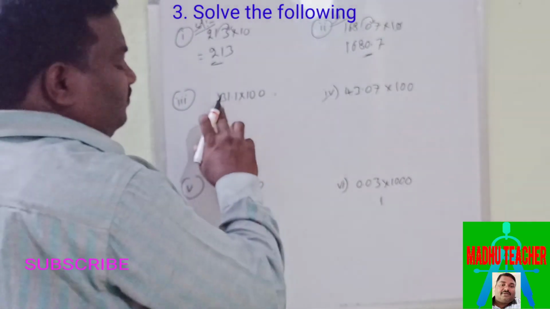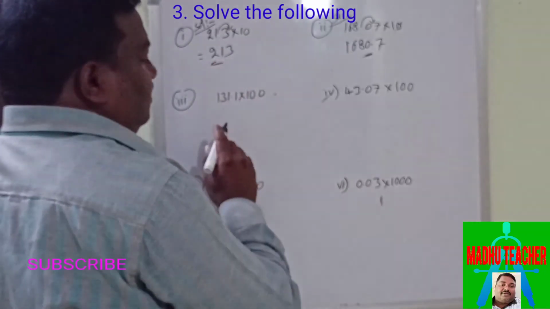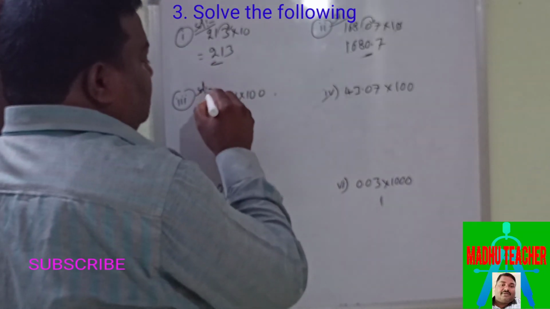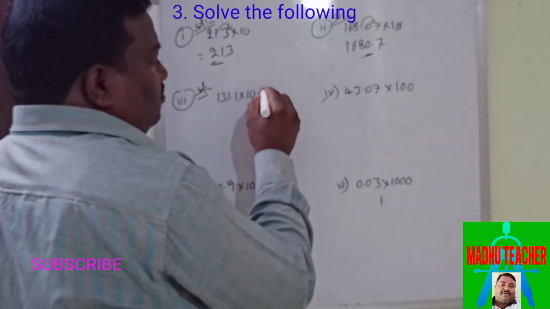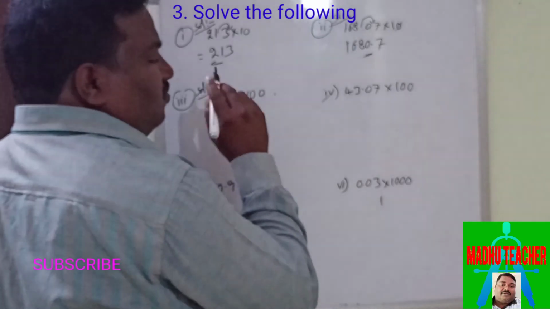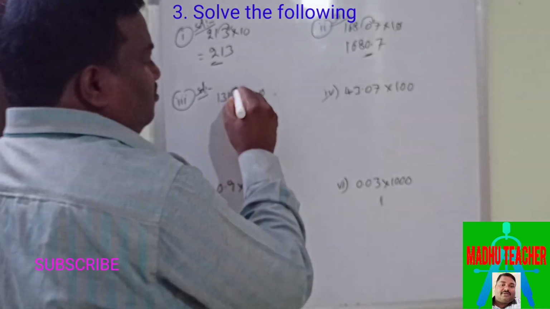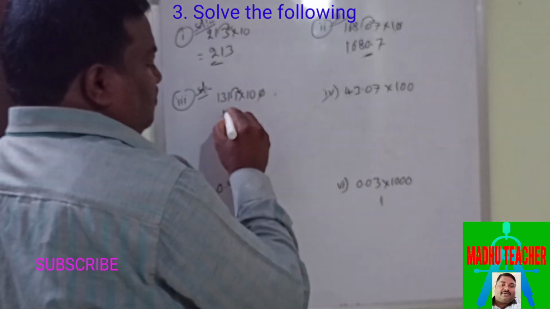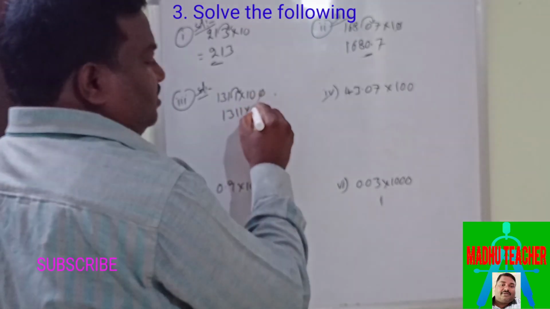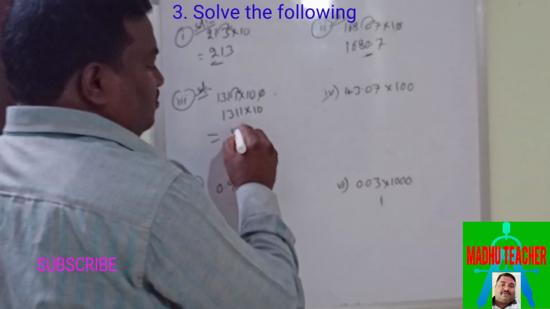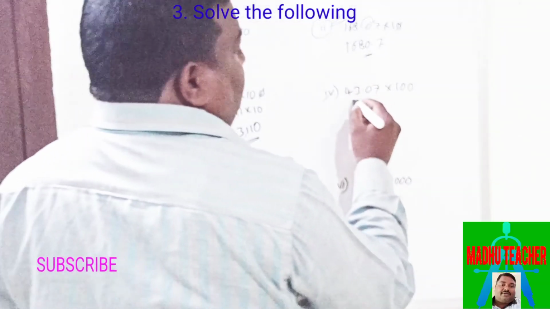Next, 131.1 into 100. Okay, here after decimal point we have only one digit, but we have to multiply with 100. So just we can move one digit, but we have two zeros, so 0 cancel, it moves one digit, that means 1311 into, we have one more 0, that is 10, so that equals 1311 into 10, put 0 at last.